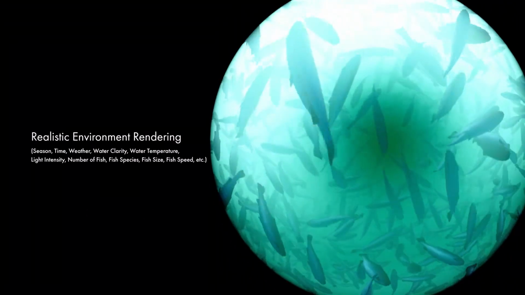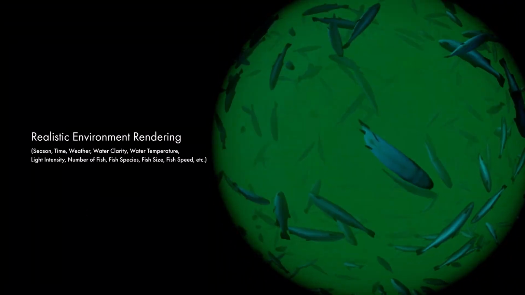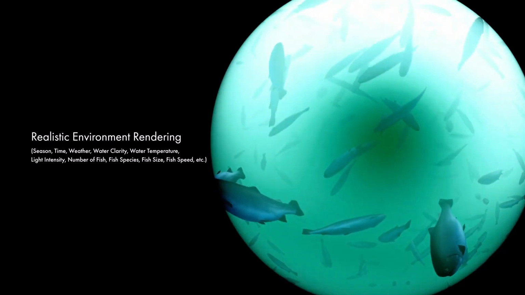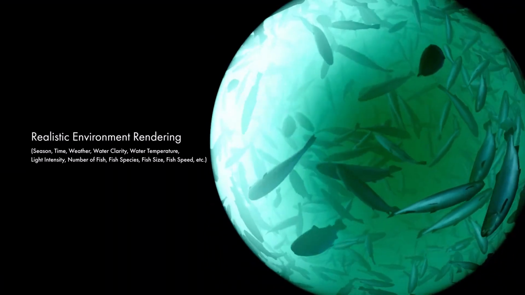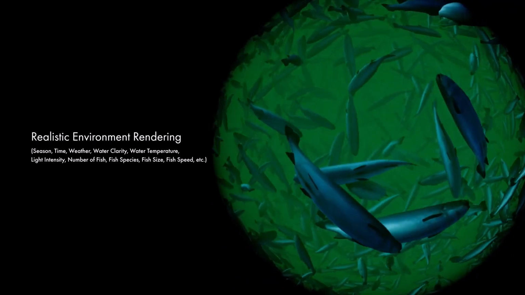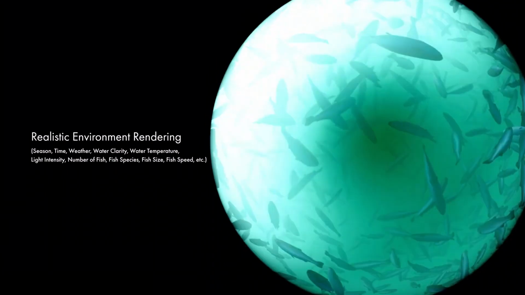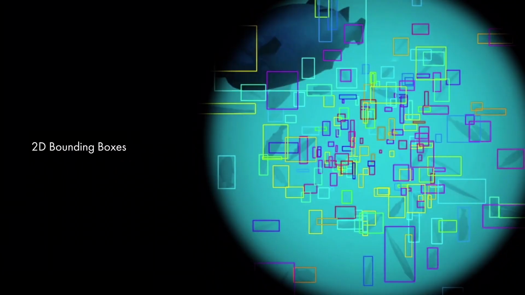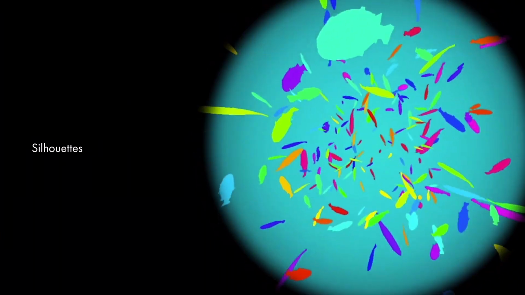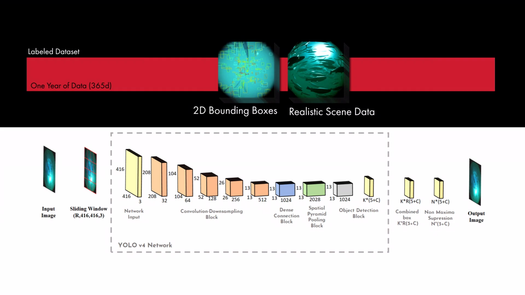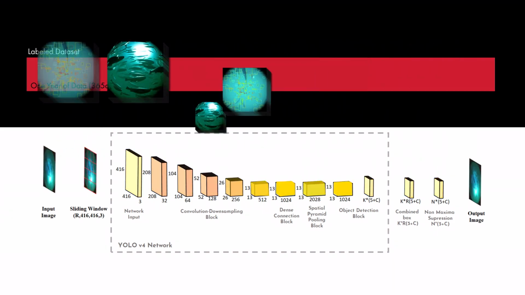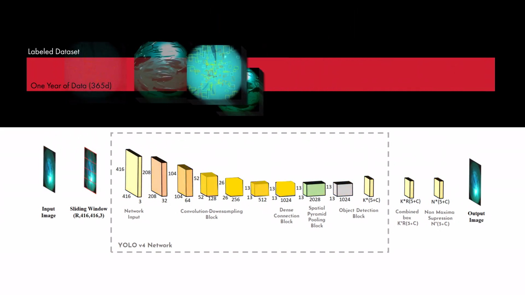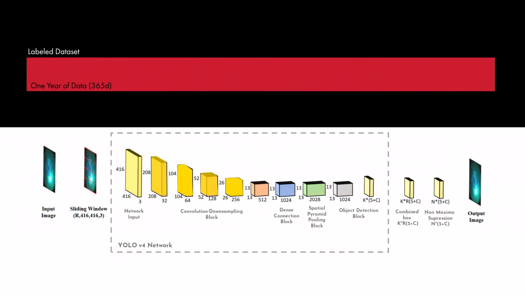By parameterizing the date, time, weather, water clarity, water temperature, light intensity, number and species of fish, fish size, and fish speed, and programmatically varying the parameters, a large number of patterns of data can be automatically generated. 2D bounding box ground truth data, 3D bounding box ground truth data, and silhouettes can be obtained automatically. By training a deep neural network based on YOLO v4 with the generated scene images and 2D bounding box data, a robust and accurate region proposal model is achieved for our fish counting application.